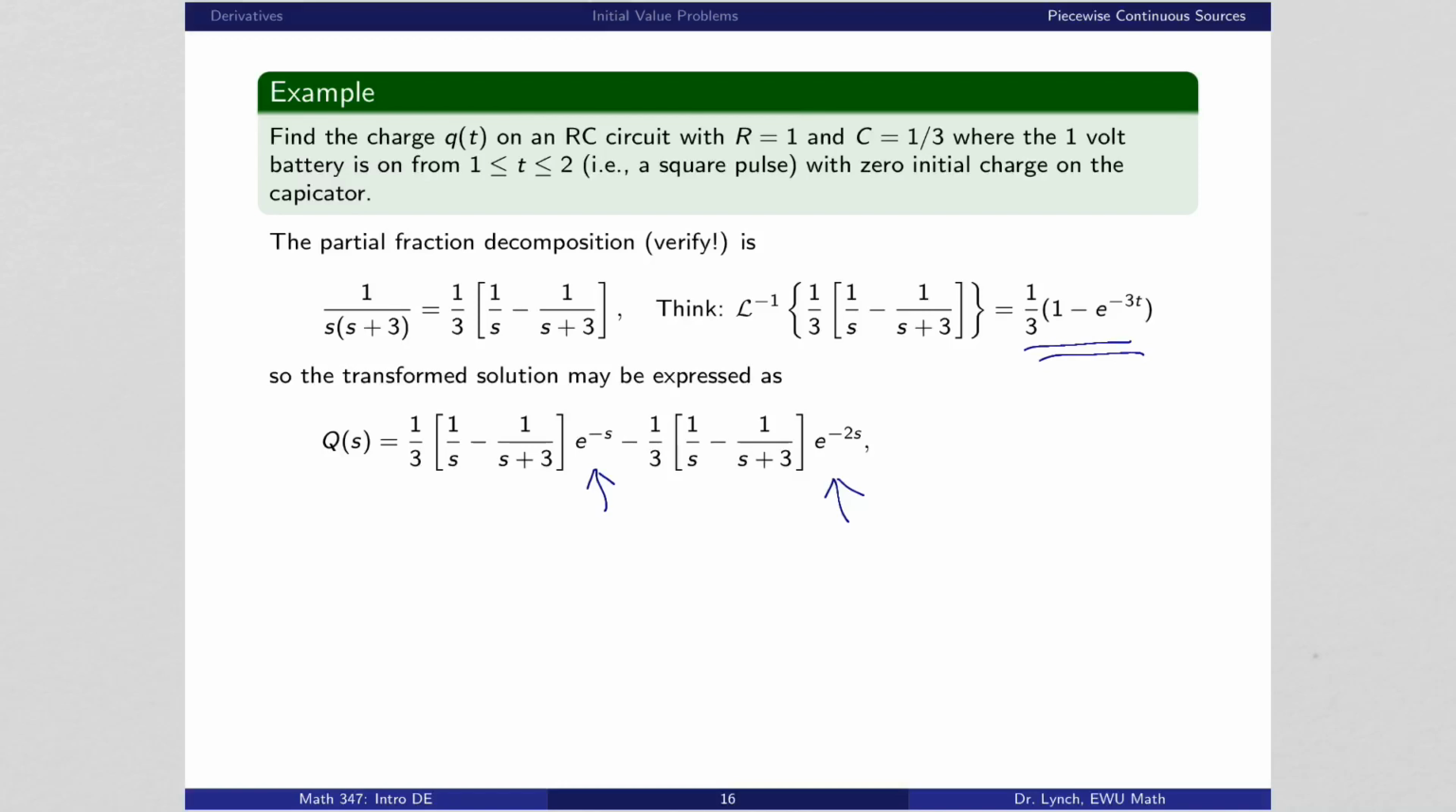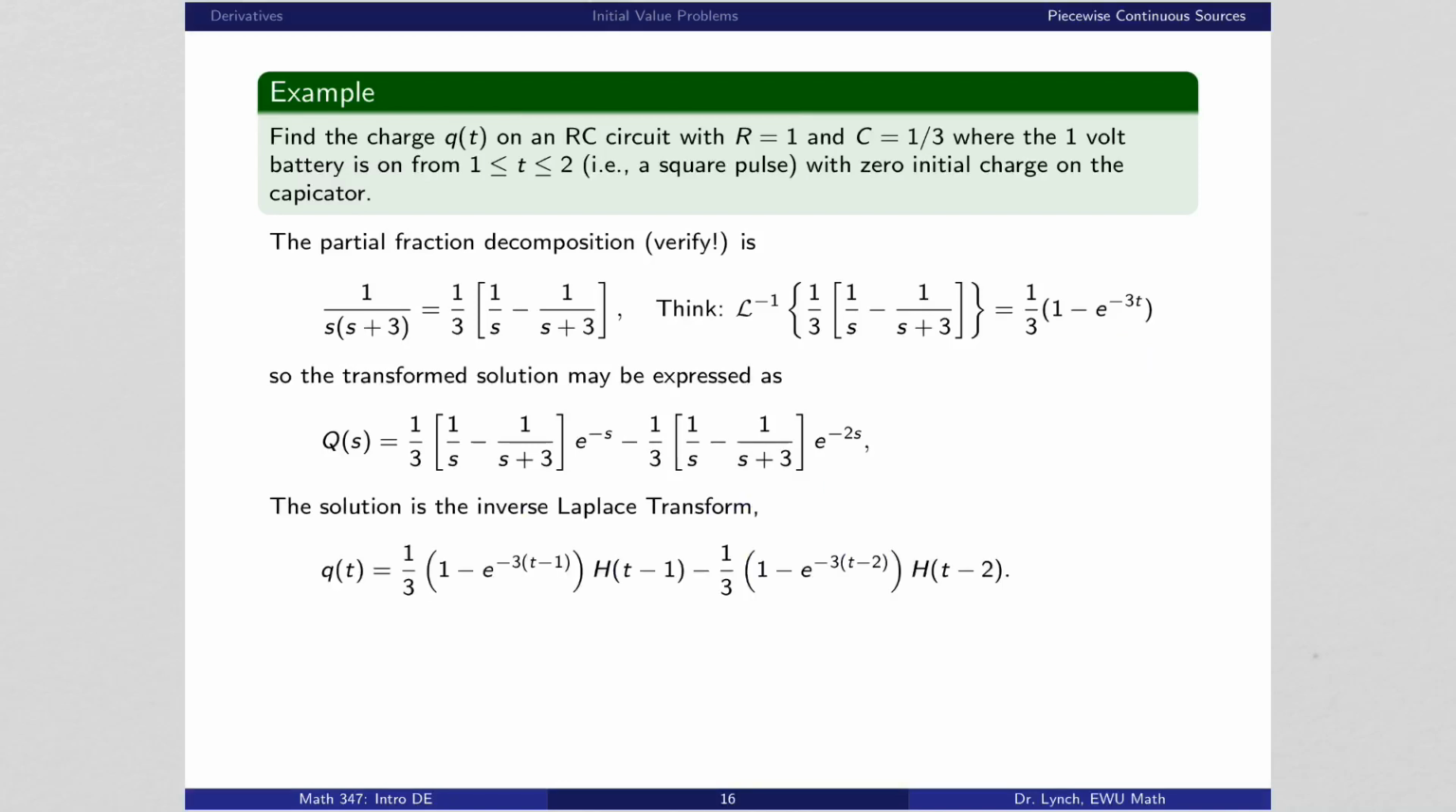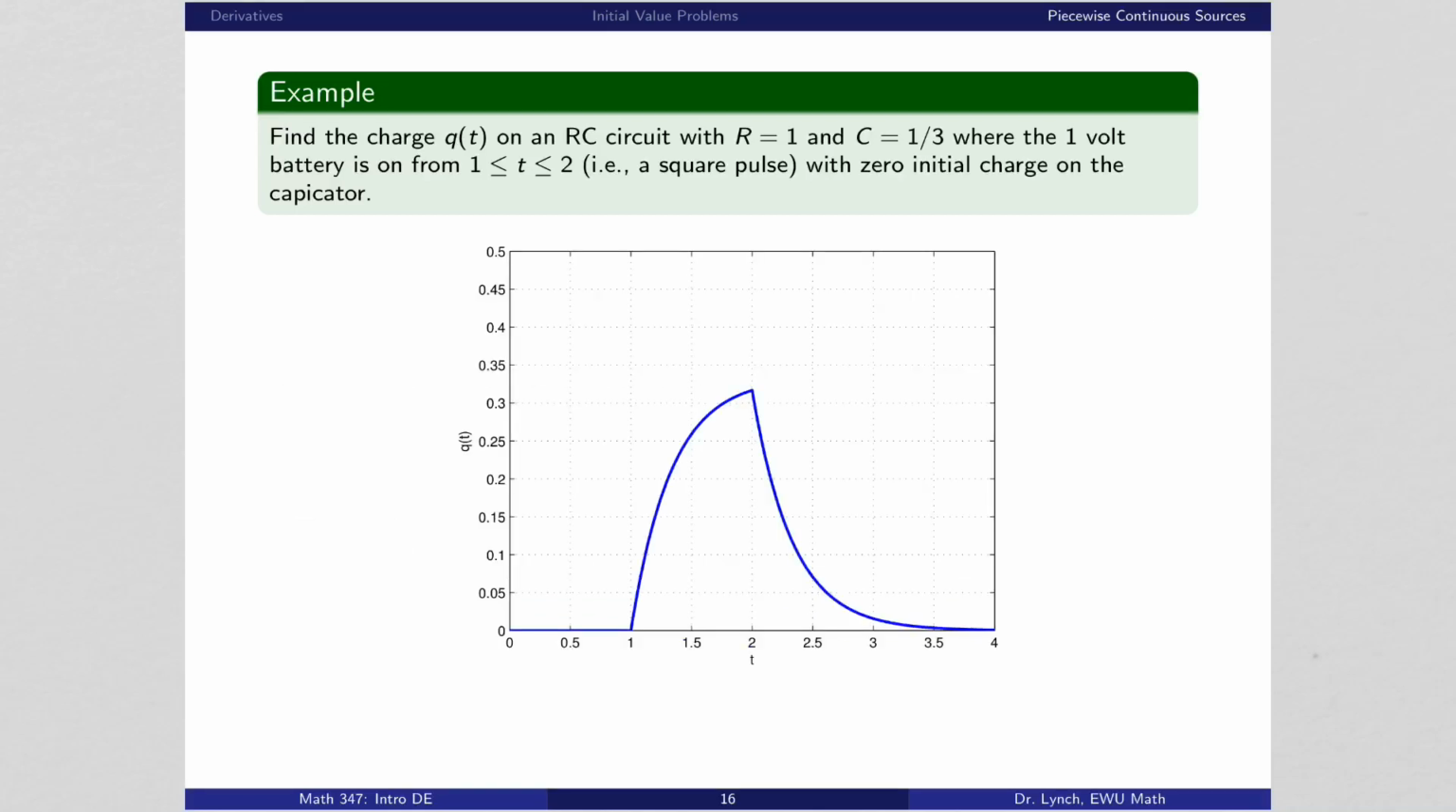Okay, so here's what the inverse transform gives for the solution. Again, a switching property at t equals 1, and a second switching property at t equals 2. Okay, so the graph of this function looks exactly like you would expect it to, with the initial condition of 0 charge on the capacitor and the battery off. Nothing happens. When the battery turns on at 1, the charge on the capacitor starts to ramp up, and then when the battery turns off at 2, that charge just decays away. Okay, so pretty cool graph of the solution.